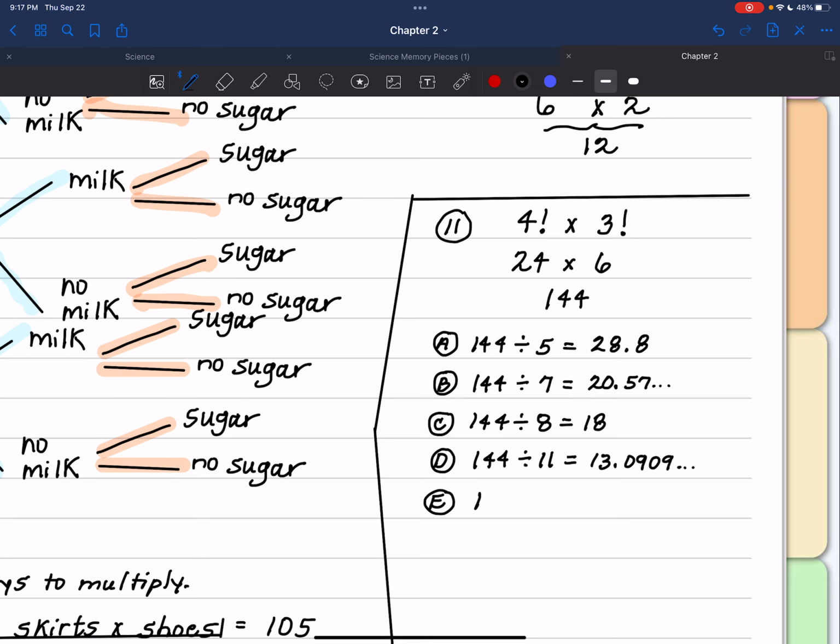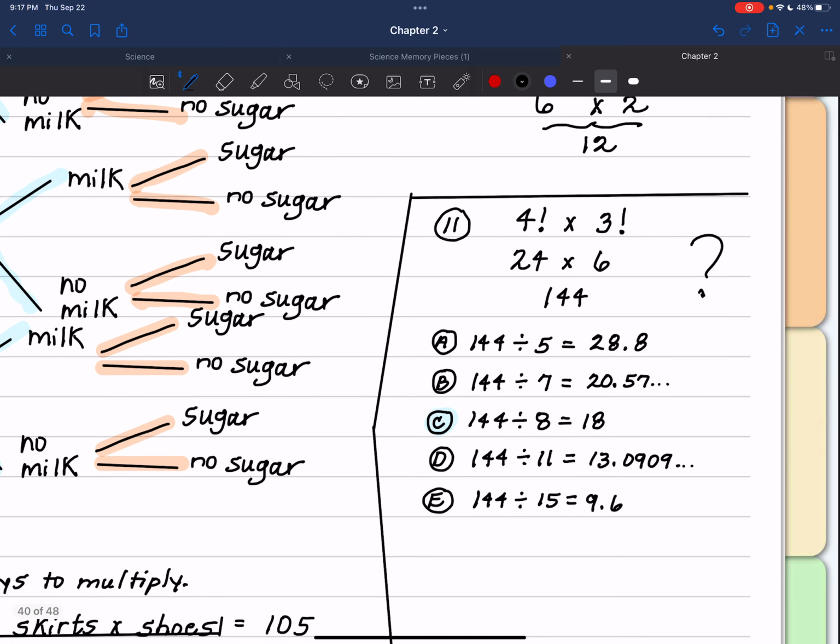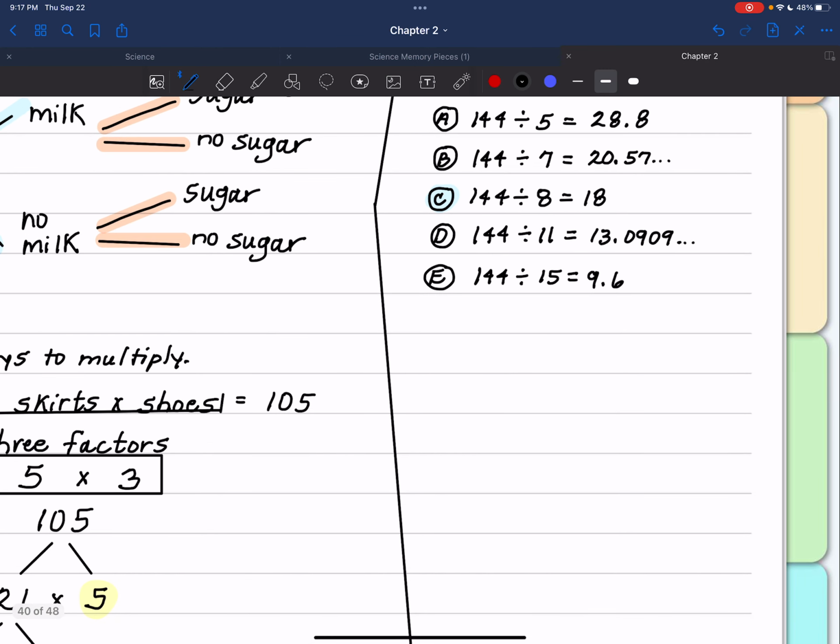And then 144 divided by 15 is not going to work. It's 9.6. So the one that is divisible evenly is C. And when we get to the answer key, I'm going to put myself a big question mark there because I need to figure out what it is they're trying to tell me. This is not what they wanted us to do, but this is the way I would do it. But we do need to check that one out. All right, number 12.